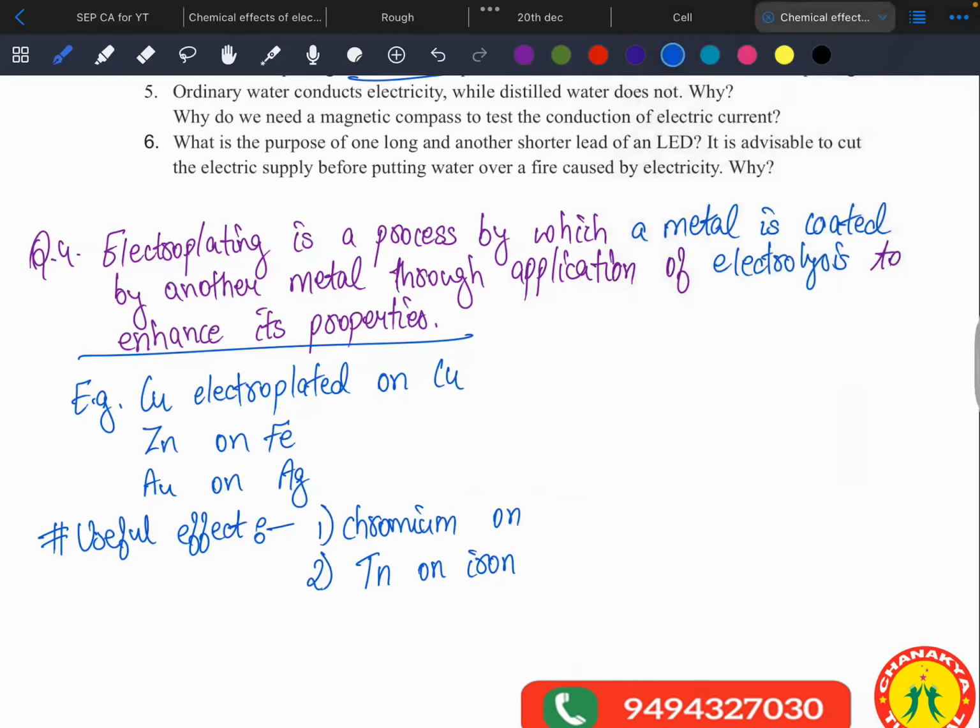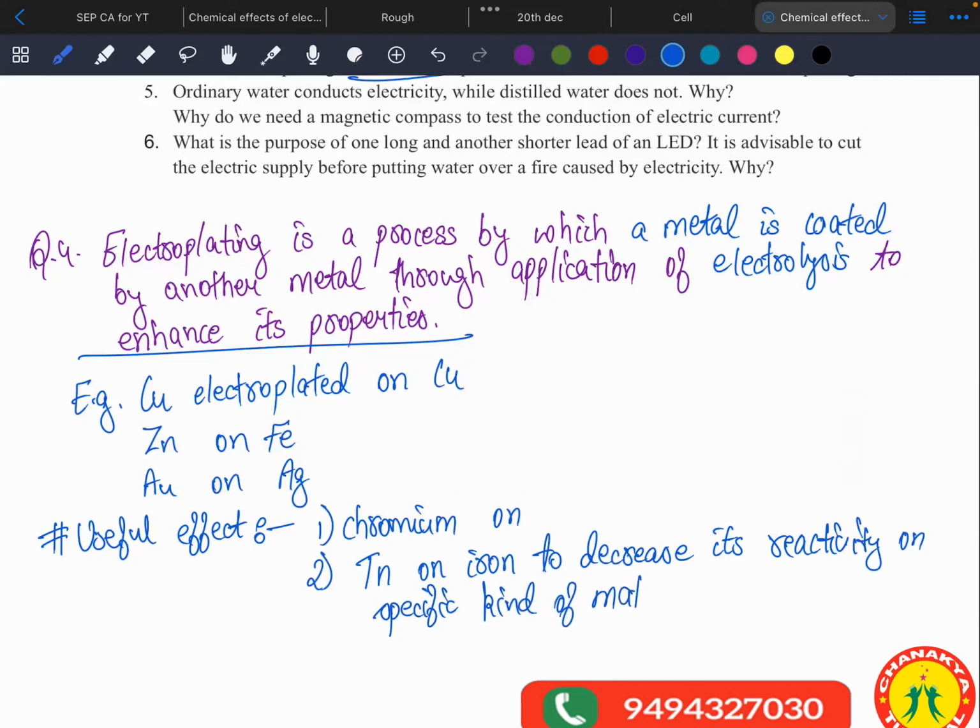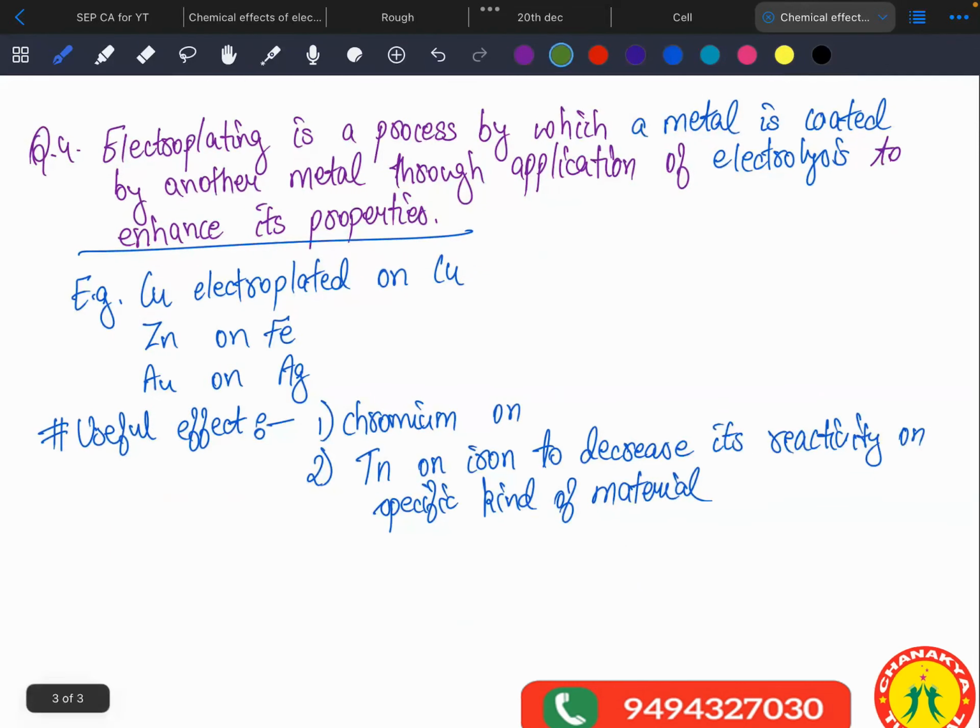Fine. Tin on iron to decrease its reactivity. It is also cheap, right? Yes, it is cheap. Okay, what else? So this tin on iron can be used to store food.